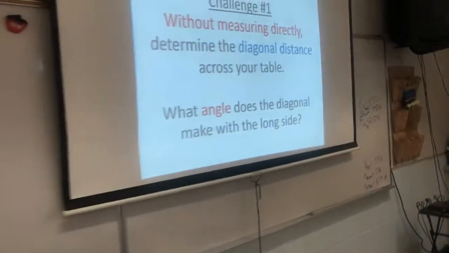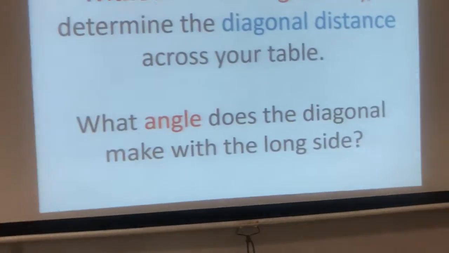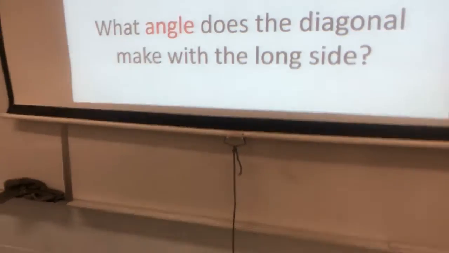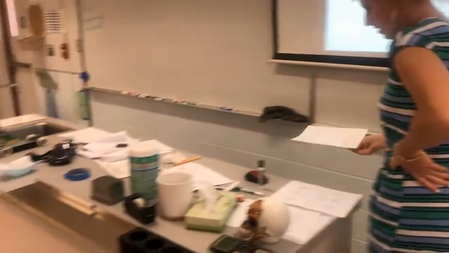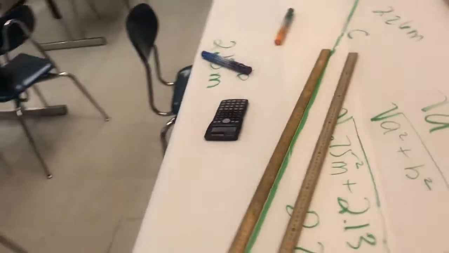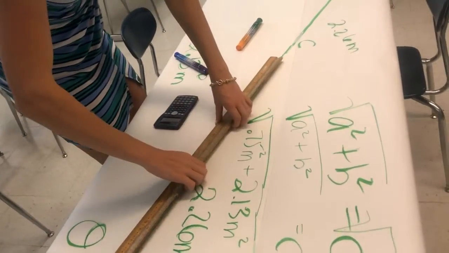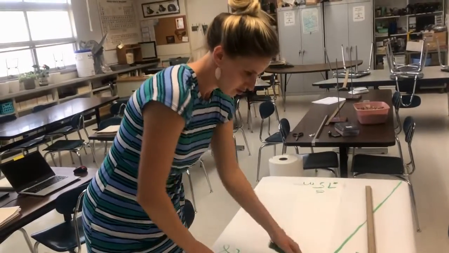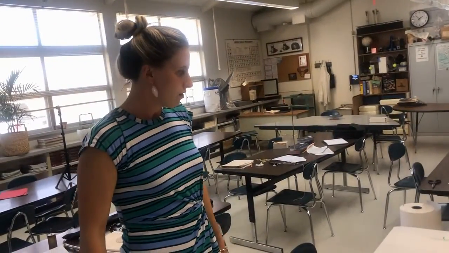Oh, are we done yet? What angle does the diagonal make with the long side? How do we do this? Well, we could use one of those trigonometric functions. We sure can. Which one would you like to use? Tangent? Well, I'm gonna use tangent.